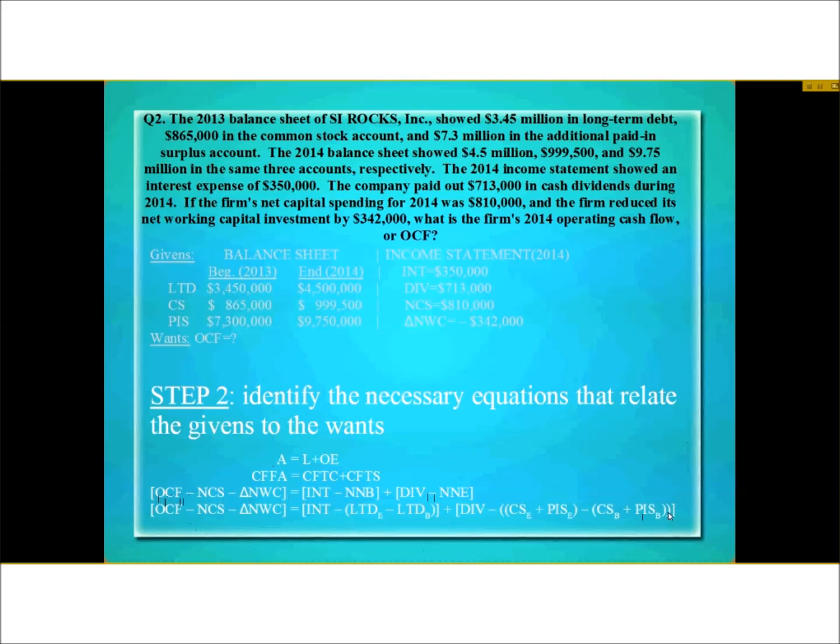So we have these formulas here. The final formula we're going to use is OCF minus net capital spending minus change in net working capital equals interest minus (long-term debt ending minus long-term debt beginning) plus [dividends minus (common stock of the ending year plus paid in surplus of the ending year) minus (common stock beginning plus paid in surplus beginning)]. Okay.